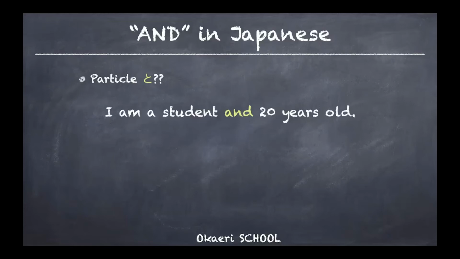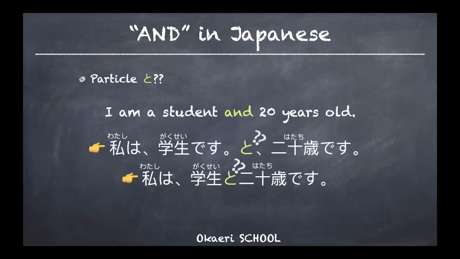How about this one? I am a student and 20 years old. Student, 学生, right? 20 years old in Japanese, that was something special, right? 20歳. Normally we say 二十歳 because it's special. But would you say 私は学生と20歳です。Would you say this? And do you think it's correct?